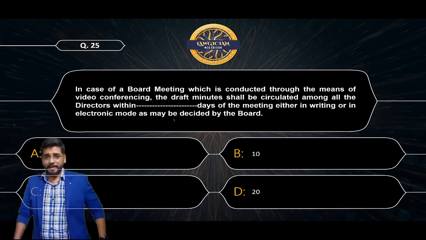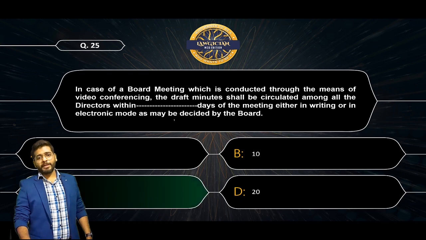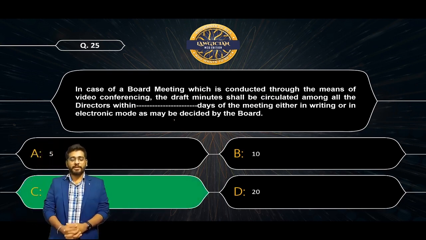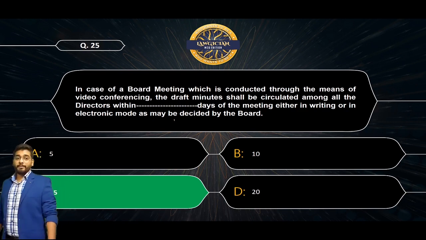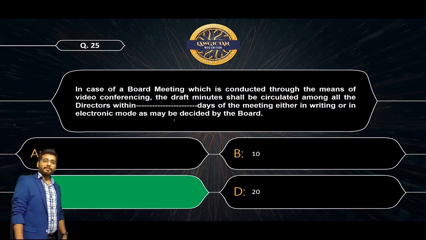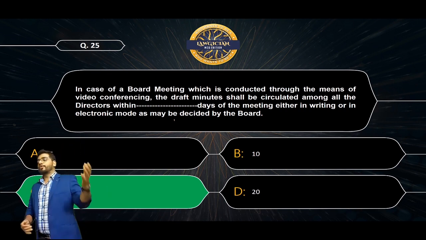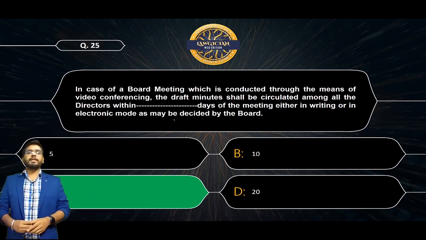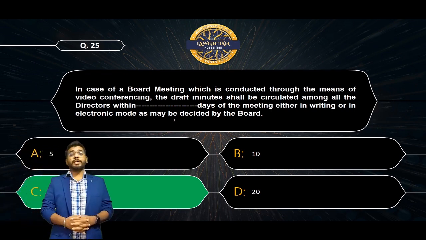All right, guys, and the answer is, sir, 5, 10, 15 or 20? The answer is 15. Sir, where is it given? Section 173. Have you gone through section 173? Yes? All right. If you have gone through section 173, you understand I'm talking about the second chapter of directors, that is from 173 to 193.